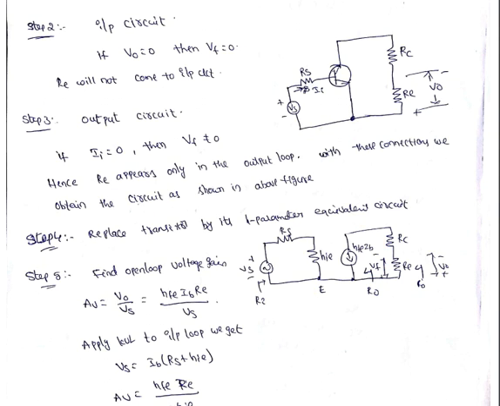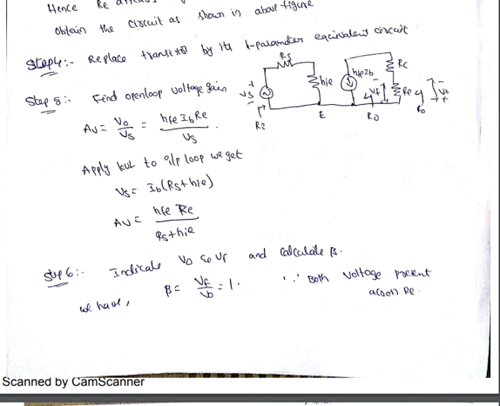So applying KVL to the input loop, we get Vs is equal to Ib into Rs plus hie. Therefore AV is equal to hfe Re by Rs plus hie. Next, to indicate your V0 and Vf and calculate your beta. Here is Vf, and V0 is across your load resistor Re only. So that is the reason the beta value is equal to 1.